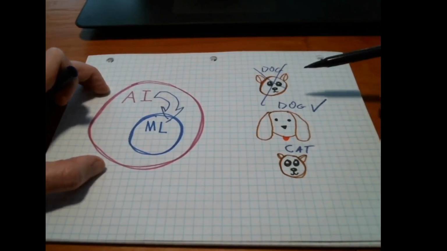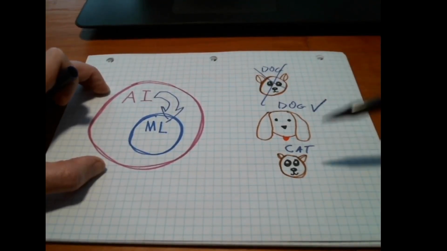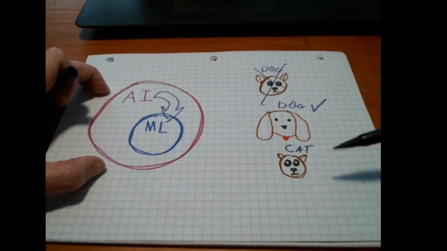So it may not be exactly right every time because machine learning lets us sacrifice a little bit of accuracy in order to solve problems that weren't easily solved by traditional computer algorithms.